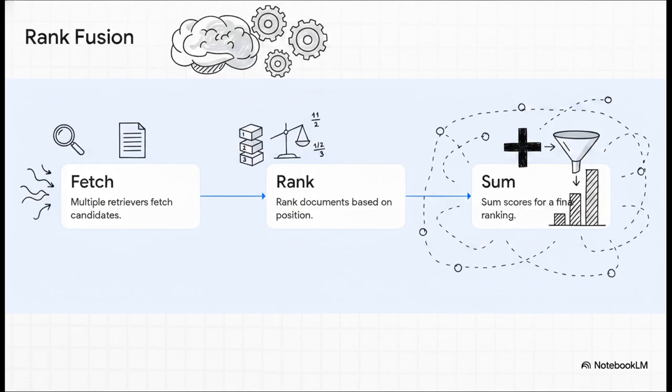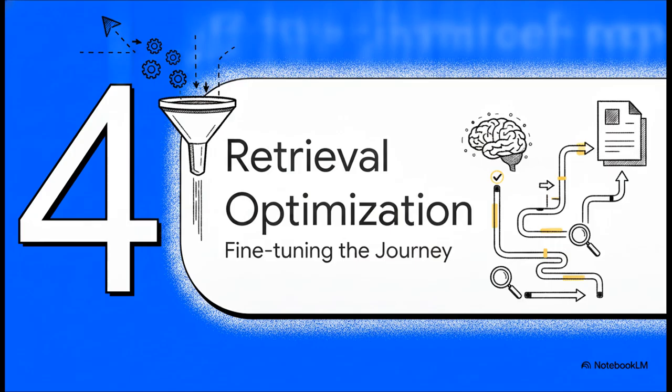First place gets a score of 1 over 1. Second place gets 1 over 2, so 0.5. It then sums up these scores across all the different retrievers to give you one master, perfectly ranked list of documents. All right, let's move into section 4, retrieval optimization.